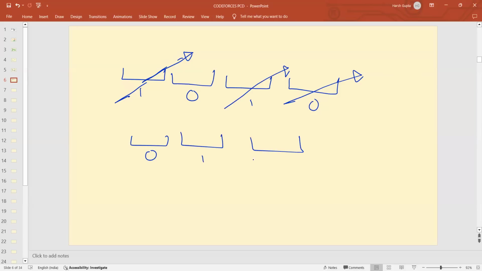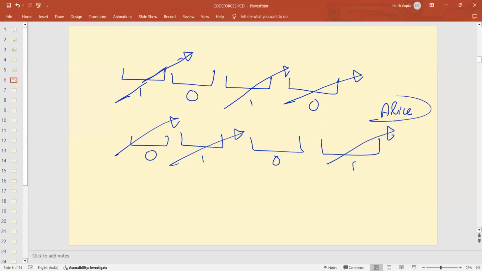The vice versa can be said for this as well, if we are starting with zero but ending with one. The case remains the same. Alice first of all removes this particular substring. Then Bob removes this. And now Alice removes this and wins the game. So if we are either starting with one and not ending with one, or we are ending with one but not starting with one, in that case, Alice will always win the game.